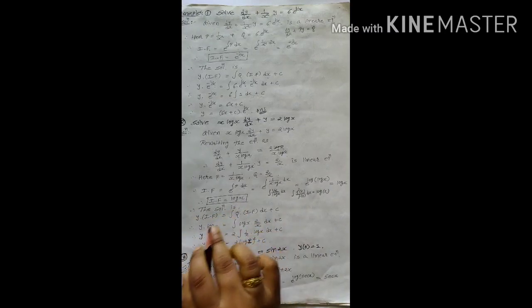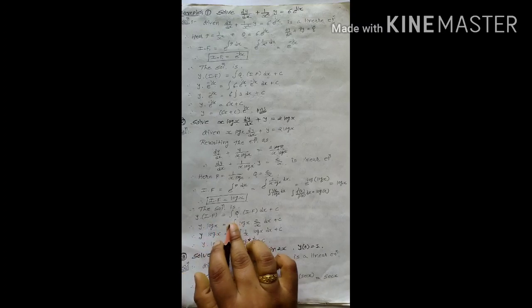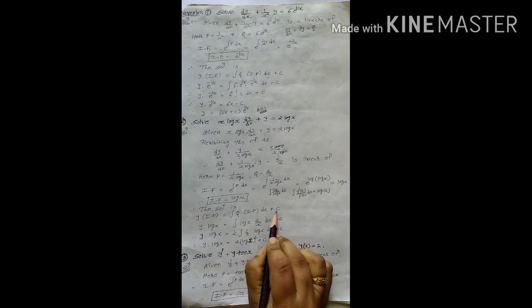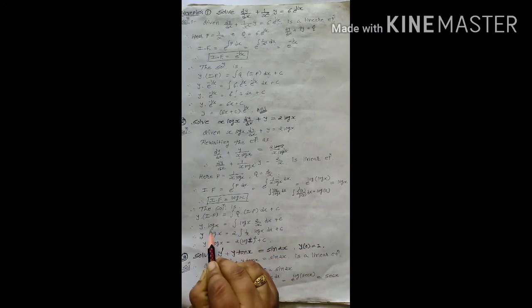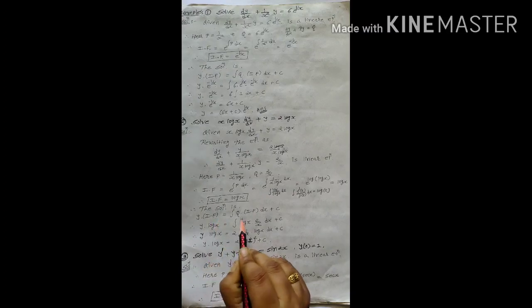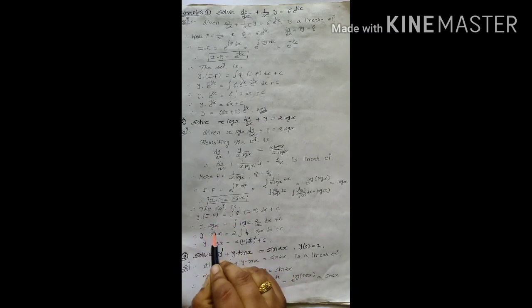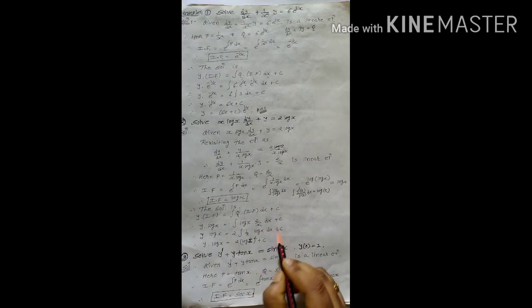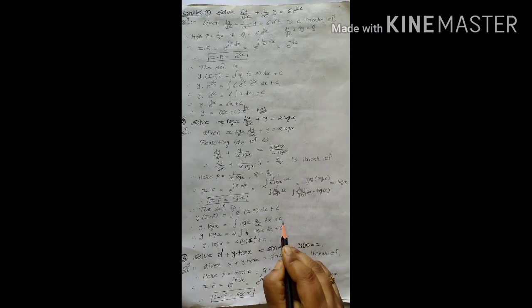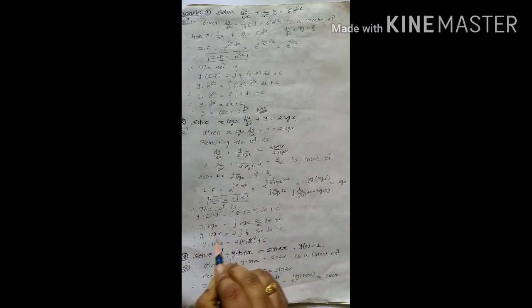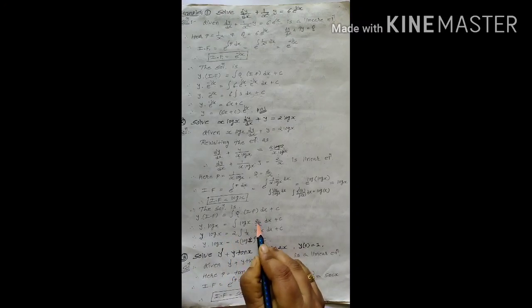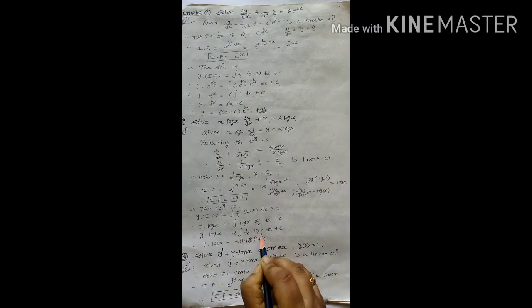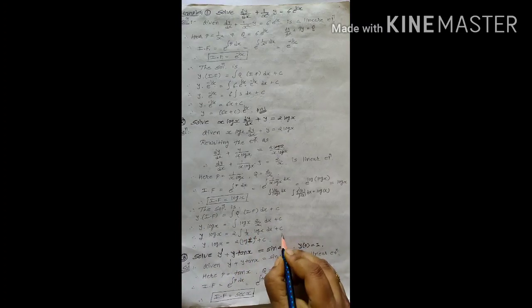Therefore, the solution is y into integrating factor is equal to integration q into integrating factor dx plus c. Therefore, y into, put the value of integrating factor and q. Therefore, y into log x is equal to integration log x into 2 divided by x dx plus c. Now, y into log x is equal, now 2 is a constant and outside integration. Therefore, 2 integration 1 upon x into log x dx plus c.